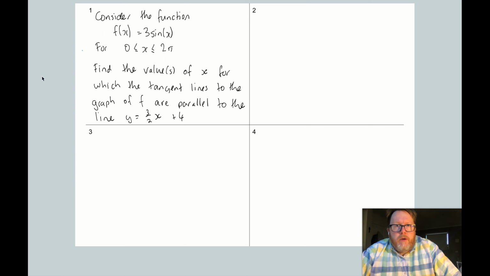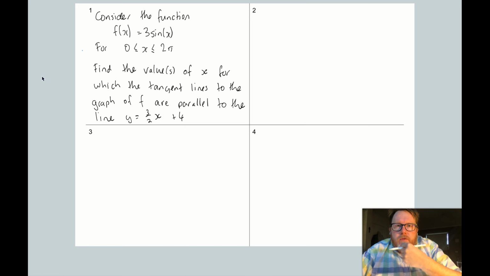Hi there. In this video, we're going to have a look at a particular property of derivatives, which of course is that it's the gradient function. And we're going to apply that to the problem that you can see up here. So importantly, one of the big reasons for looking at the derivative is so that you can find the gradient of a function at a particular point of the function.